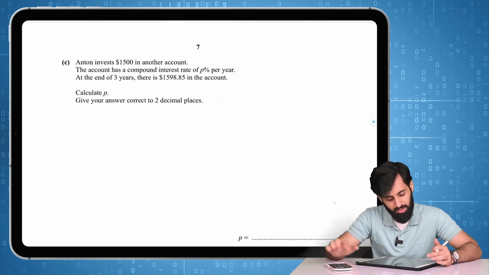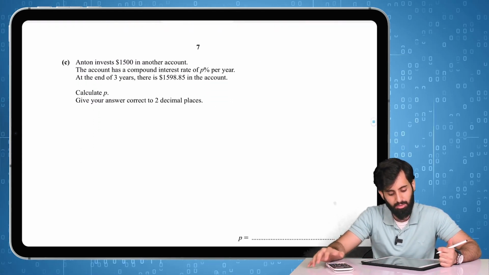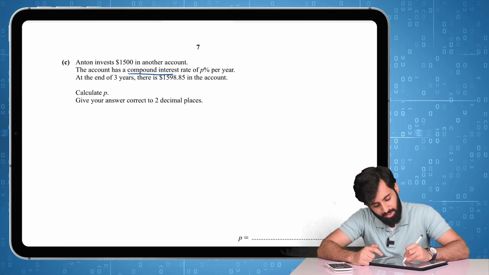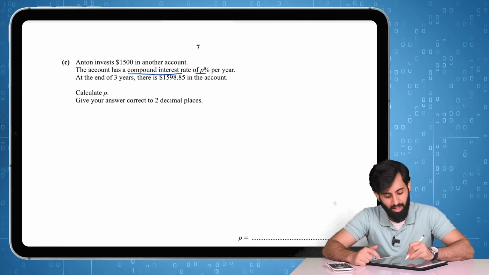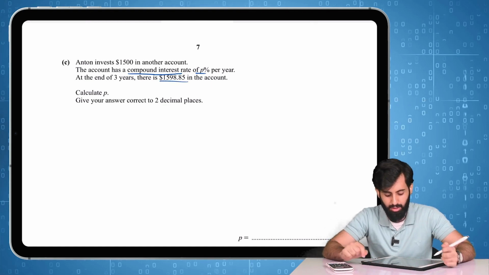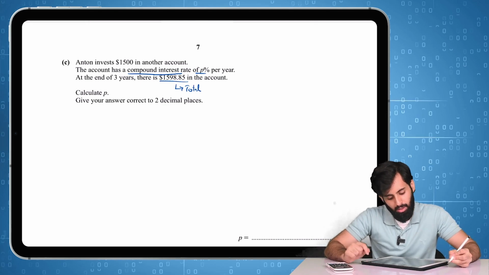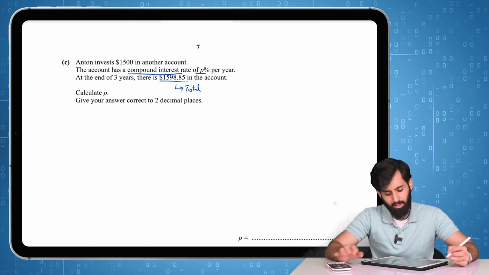Okay, now we turn to part C, which says again, Mr. A invests $1,500 in another account. The account has a compound interest rate of P% per year. At the end of 3 years, there is 1598.85. So that means this is the total amount in the account. Calculate P, give your answer correct to 2 decimal places.